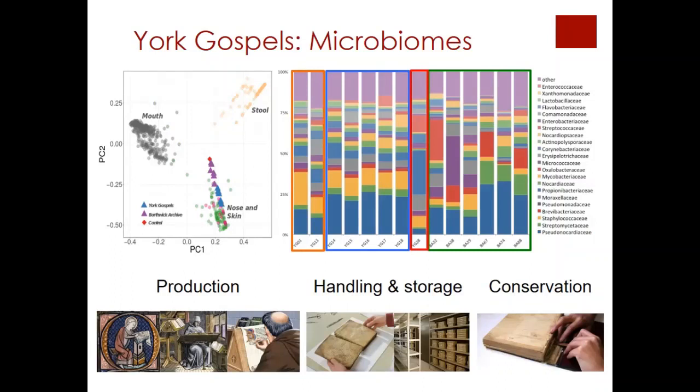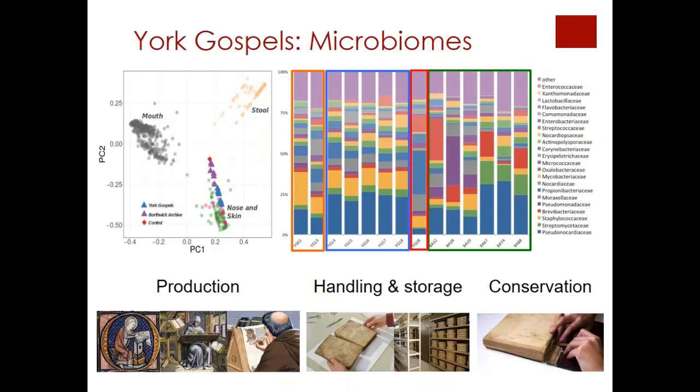The other aspect that we were able to look at was the microbiome, so the microbial signature that lived on this manuscript. Now, many of you may have heard of the Human Microbiome Project, which is a project to categorize all the different bacteria that live on the human body. So depending on the different parts of your body, you have different groupings and families of bacteria. So we plotted our data from the York Gospels, comparing it to some of the human microbiome data. You see here, this is stool bacteria, mouse, and ours plotted very nicely with nose and skin bacteria, which would make perfect sense because what we're picking up is a signature of people actually using and handling this document.